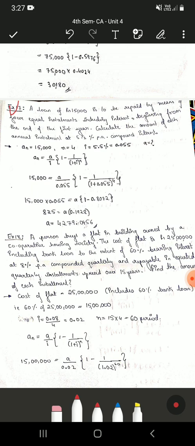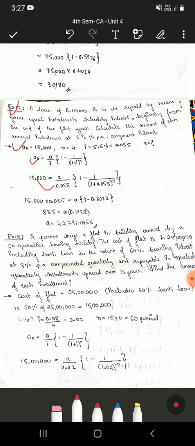So this is a very simple problem. They have asked the amount of each annual installment, that is A, wherein they have given the value of AN, that is the present value. N is 4 and interest is 5.5%. So 5.5 divided by 100 is 0.055. Write the formula. By now I hope you guys are very familiar with how to calculate the unknown value when all the other values are known.